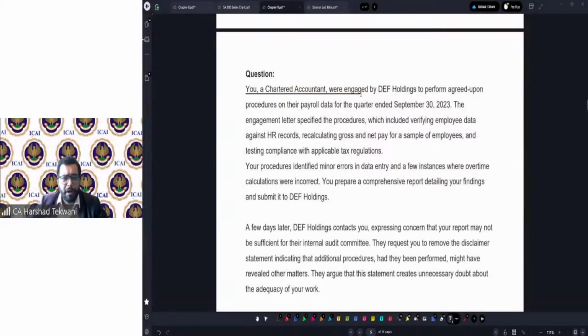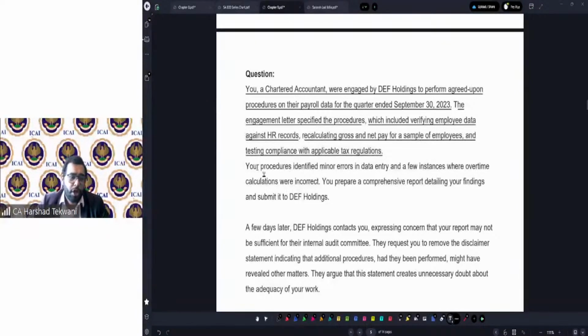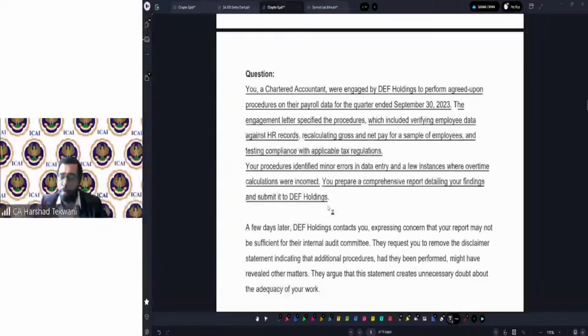You are a chartered accountant, engaged by DEF Holdings to perform agreed upon procedures on their payroll data for the quarter ended 30th September 2023. The engagement letter specified the procedures, which included verifying employee data against HR records, recalculating gross and net pay for a sample of employees, and testing compliance with the applicable tax regulations. Your procedures identified minor errors in data entry and a few instances where overtime calculations were incorrect. You prepared a comprehensive report detailing your findings and submitted it to DEF Holdings.